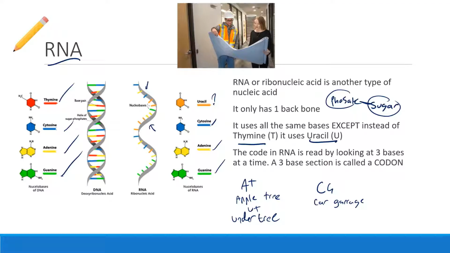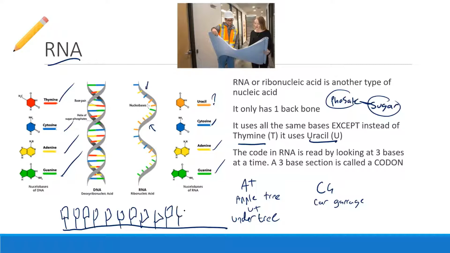Now, the code in RNA is read by looking at 3 bases at a time. A 3-base section is called a codon. I'm going to talk a little bit about that now. Let's just draw a random piece of RNA down the bottom here, and these things we're going to call the bases. So 1, 2. I'll stop about here.